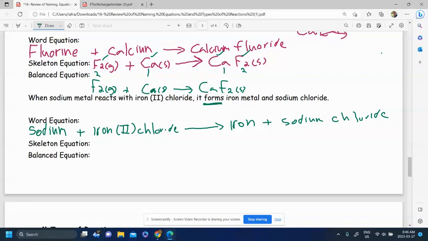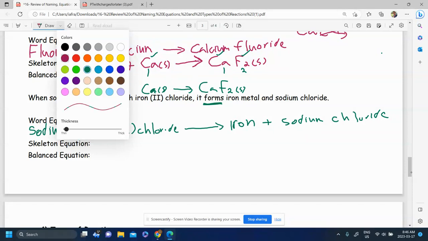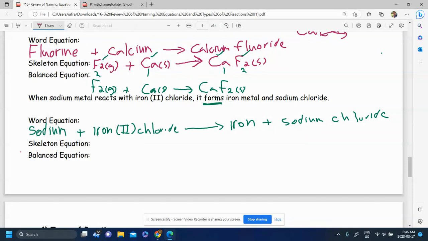There's our word equation. We can go ahead and try to write this as a skeleton equation now by writing everything as symbols. So sodium is a metal, so that means it's usually going to be a solid at room temperature, so Na(s), plus iron(II) chloride. So here, iron is +2, chloride is -1, crisscross, we get FeCl2.